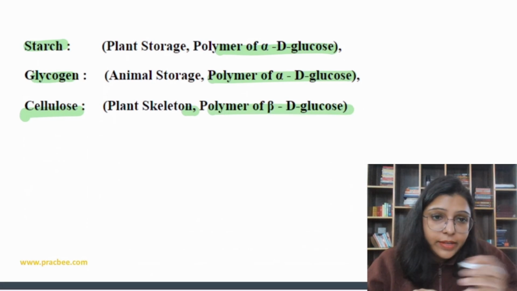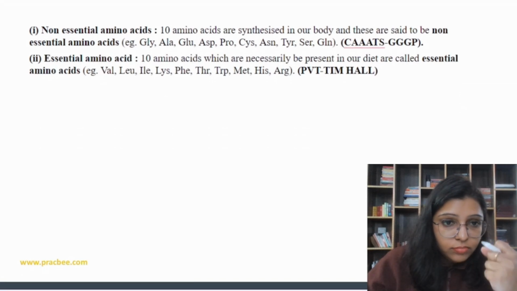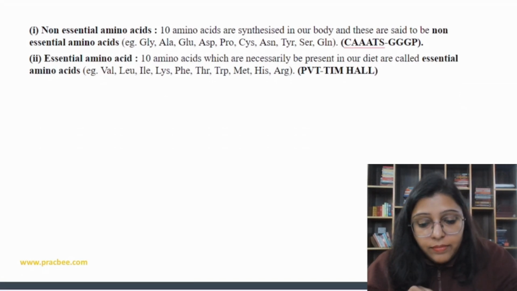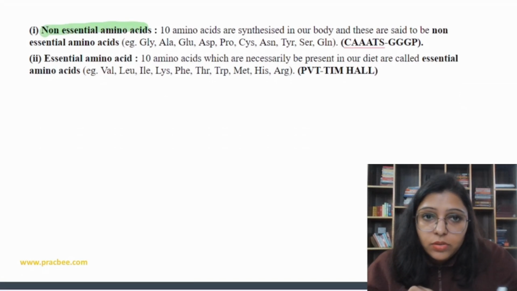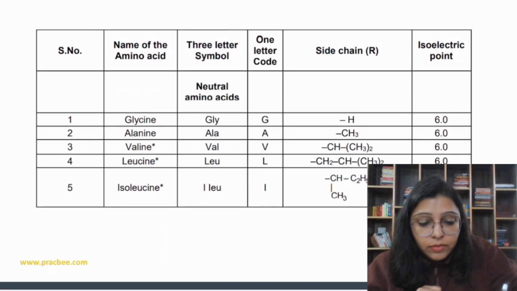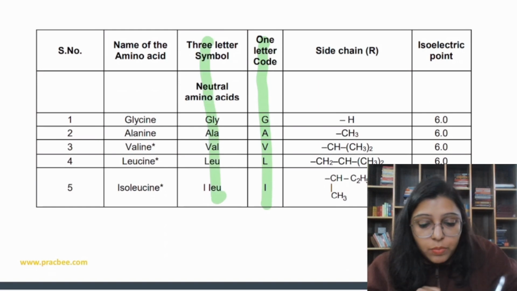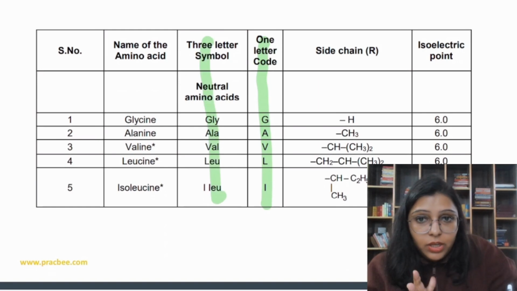beta D glucose, and rest you should know these structures. So you can basically learn from your notes. Then we have non-essential amino acids. So we have this, in that way you can learn CATS, GGG. Then we have essential amino acids. So you can learn by PVT Tim Hall. Right. Then one letter code. There are so many questions on one letter code. So one letter code is very important. 3-letter symbol is very important. And the side chain, R group.